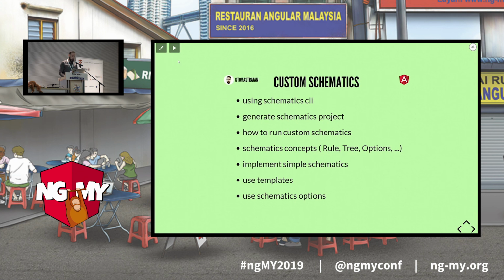Then we explored how we can run custom schematics in the current folder with a relative path, and spoke about the schematic concepts like rule, tree, and options. After that, we implemented a simple schematic which says hello to somebody, and we even passed in options which were validated with the schema. We unfortunately didn't have time for schematic templates, but it's something which we can explore at the workshop.